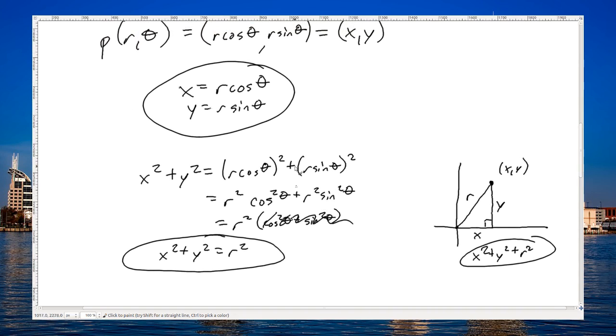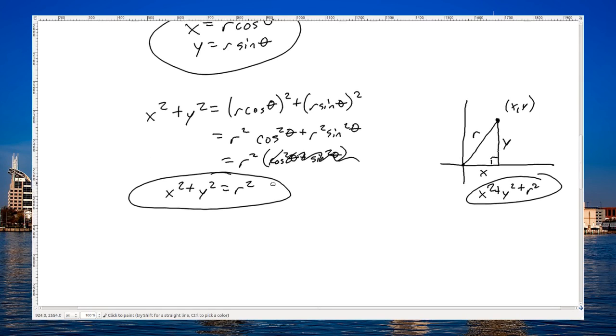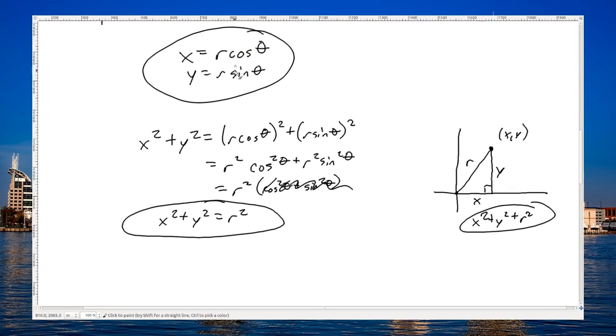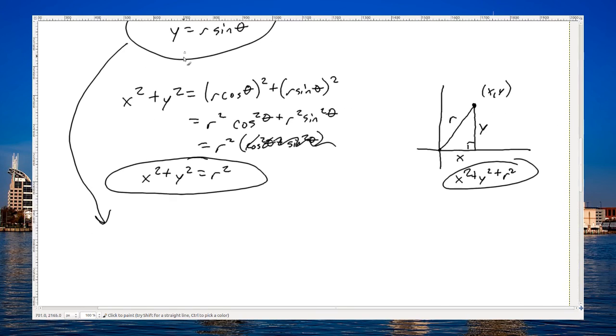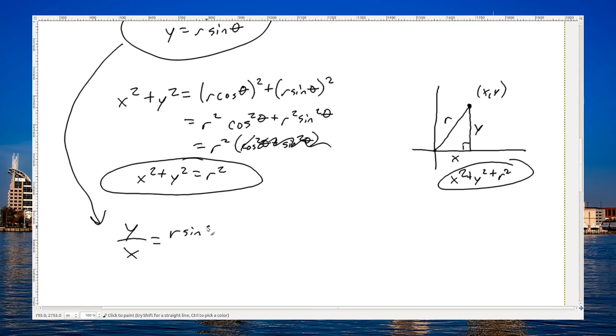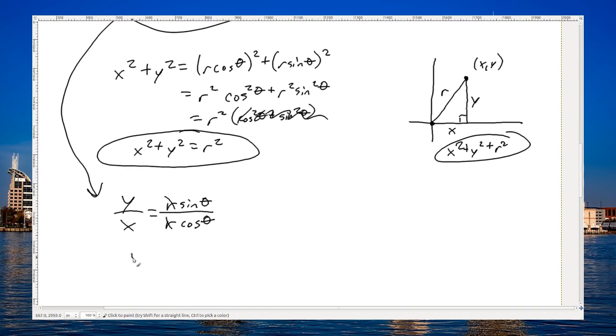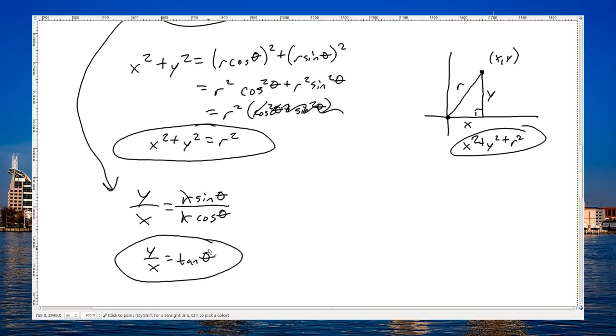Finally, we need to be able to relate theta in just terms of x and y. The way we can do that is just by doing a division. So we'll take these down here and divide y by x. y divided by x would be r sine theta over r cosine theta. And assuming that r is not equal to 0, so we're not at the origin point right here, we can cancel and get that y over x equals the tangent of theta. That'll help us, if we have an xy coordinate, figure out what our theta should be.